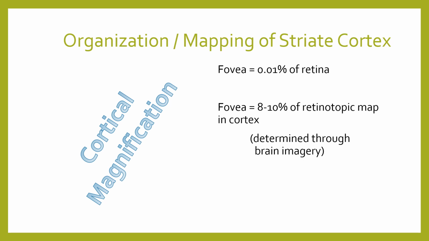But now we also see part of how we get better acuity or better resolution is having more cortical space devoted to the fovea. So the fovea is 0.01% of the retina itself. That's how much space of the retina it is. But when we get it to the cortex, it's 8 to 10% of that retinotopic map. And this was determined through brain imagery, which we're going to see how this was done.